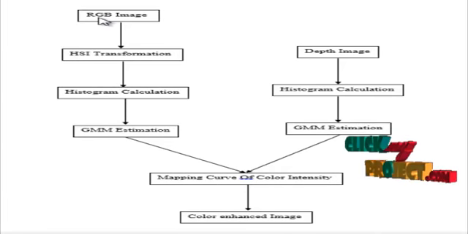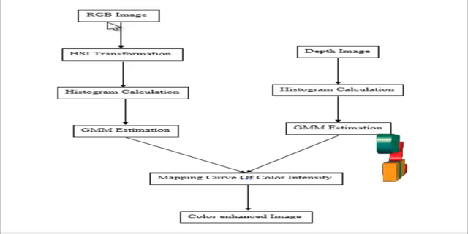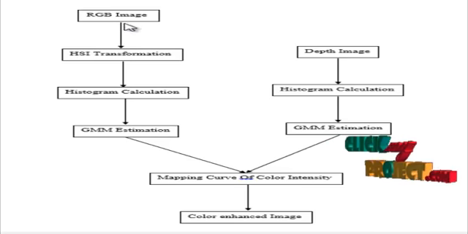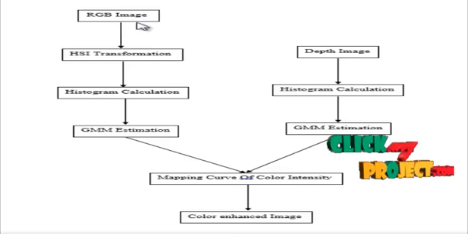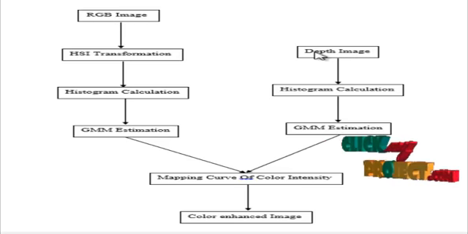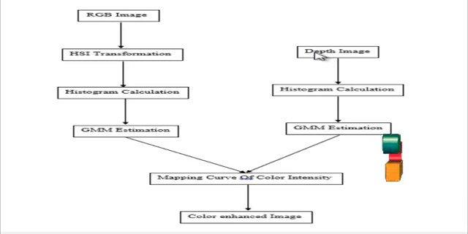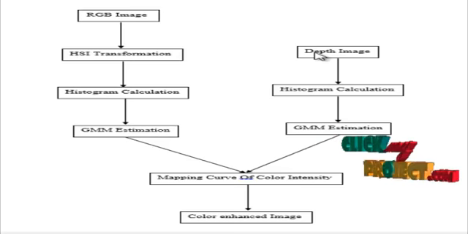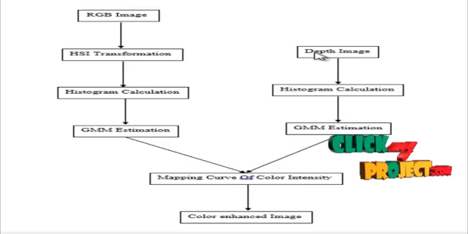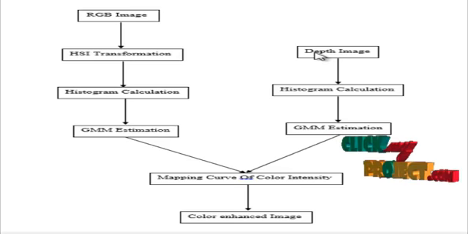Let me see the flow of the process. The main aim of the process is to design an enhanced color image from the input color image. For that we develop a depth image from the input color image using a stereo vision method. This gives the disparity map, which represents the difference between corresponding points in the stereo pair.